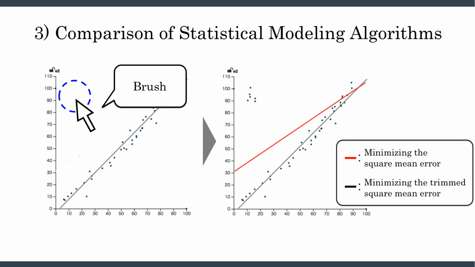This example shows the comparison of two regression models. Red one is minimizing the square mean error and black one is minimizing the trimmed square mean error. After adding outliers by hand, minimization of the square mean error is strongly affected by the outliers. This clearly shows that trimmed square mean error is more robust against outliers.